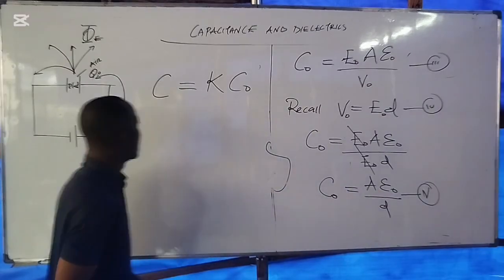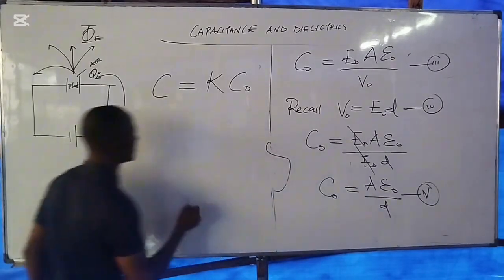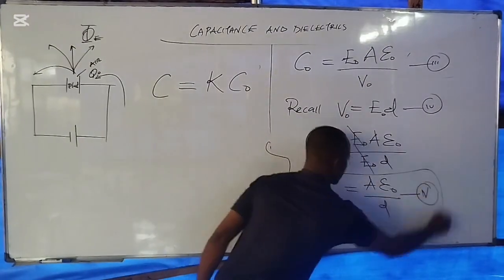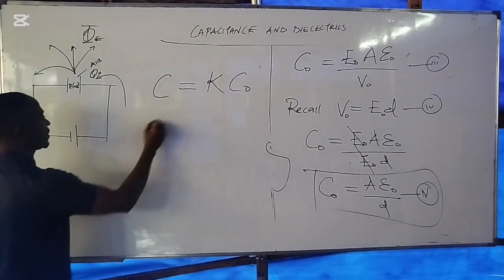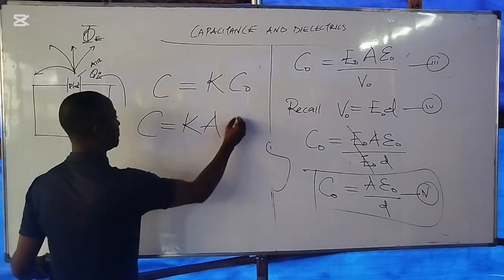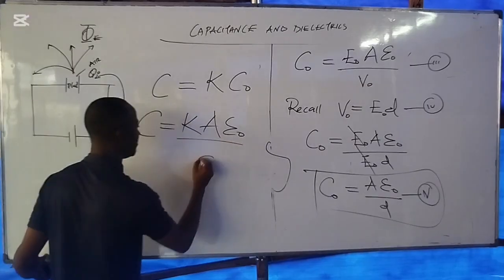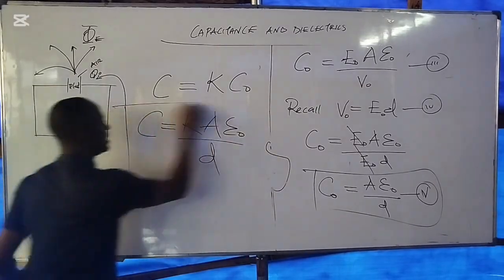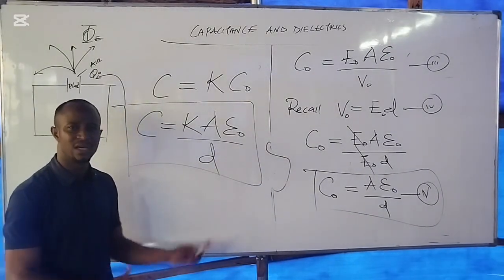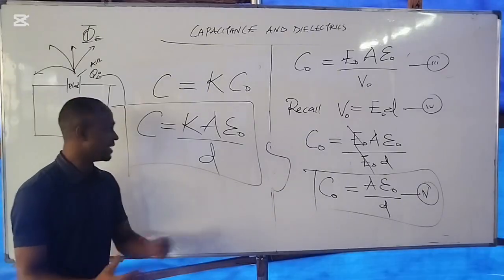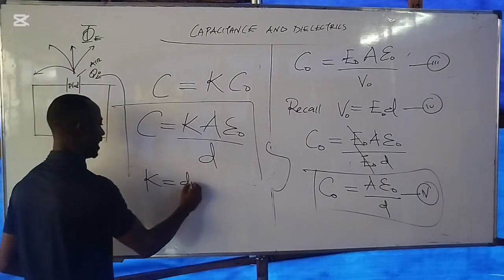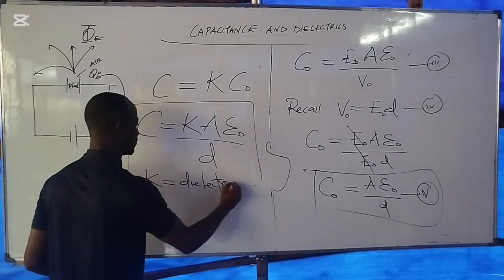Now, from this expression, we agree that our C naught is equal to E naught A, the permittivity of free space, divided by D. By the time I replace this into this expression, that will give us C equals K E naught A, the permittivity of free space, divided by D. This is called the capacitance of the capacitor when air is not the dielectric material. The value of K represents the dielectric constant.